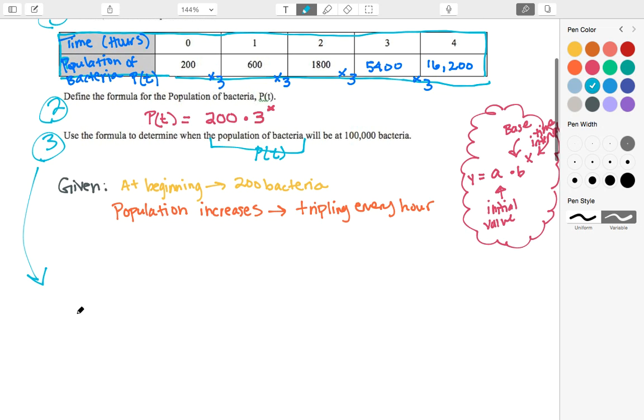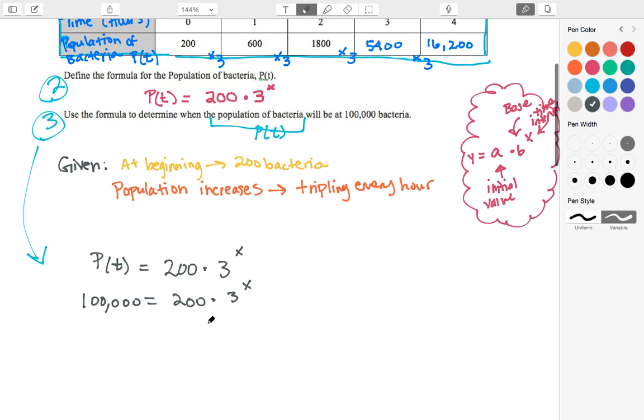Okay, so the formula, I'm going to rewrite it one more time. The formula is P of T is equal to 200 times 3 to the x power. And we know the population that we want to figure out. We want to determine when, right? What hour will it be when there will be 100,000 bacteria in our culture? So we're going to set P of T equal to 100,000, so that we can find out at what hour it's exactly 100,000 bacteria.